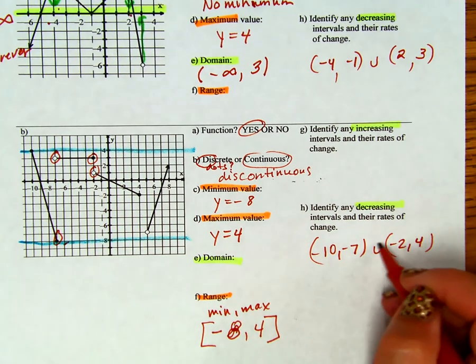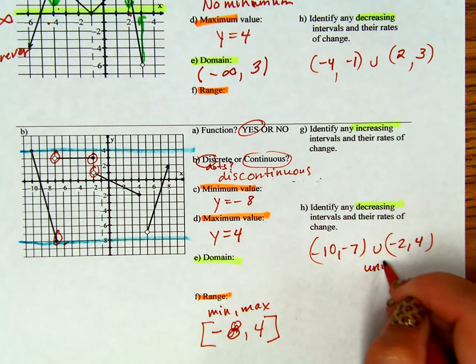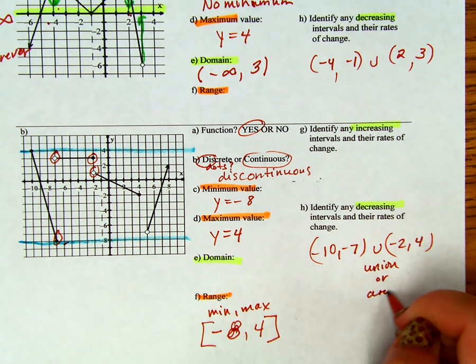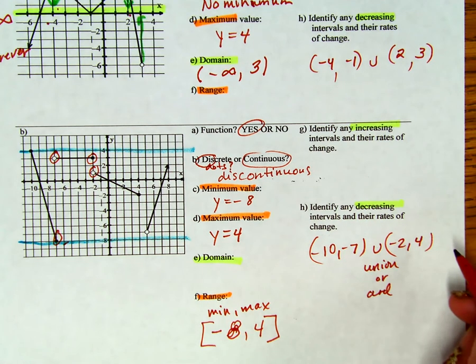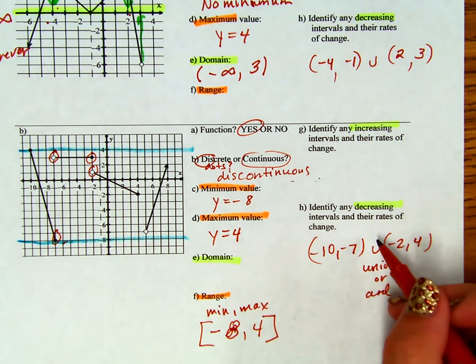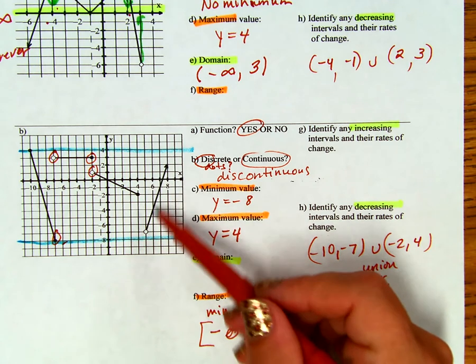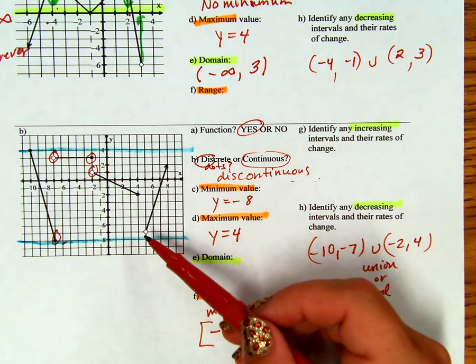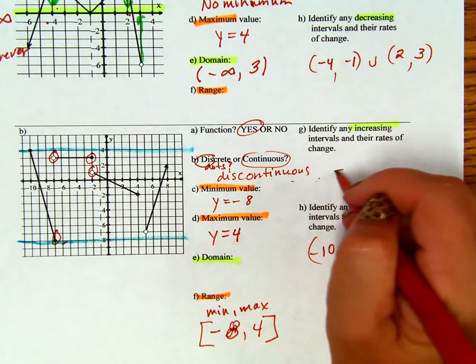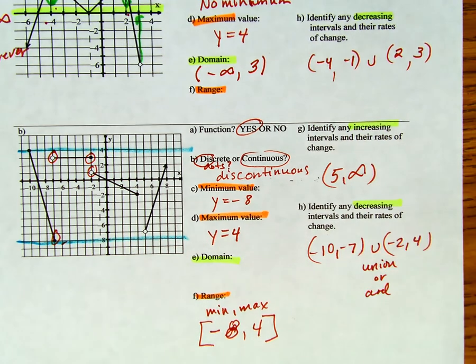What does this little U mean? It means union, or, when you're trying to include two sets that are decreasing. That's what that U symbol stands for. Identify any increasing pieces. Well, here's a section that's increasing from 5 to infinity. Open brackets always for this.